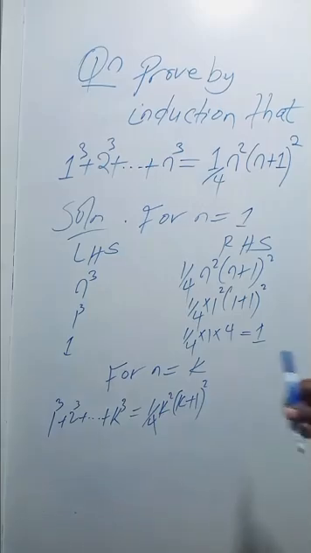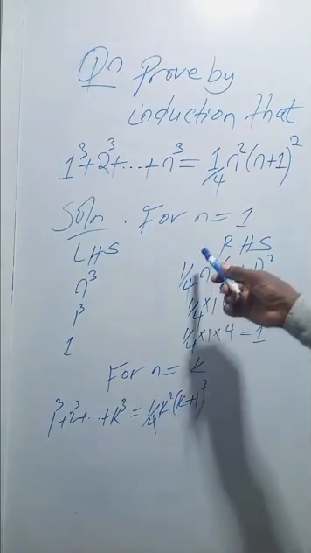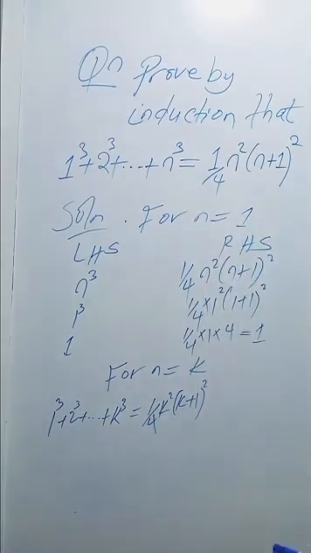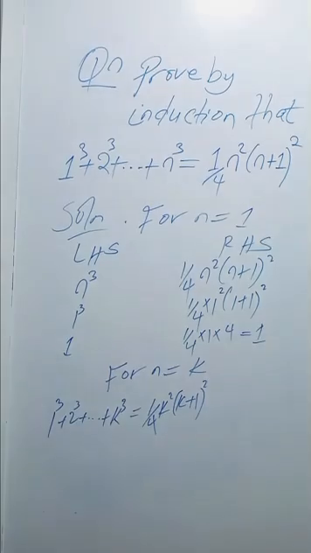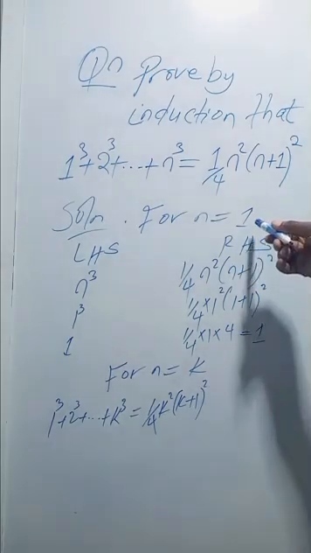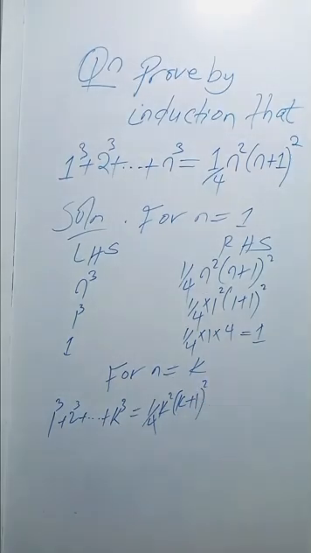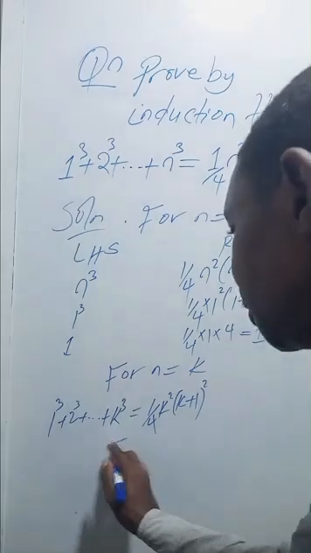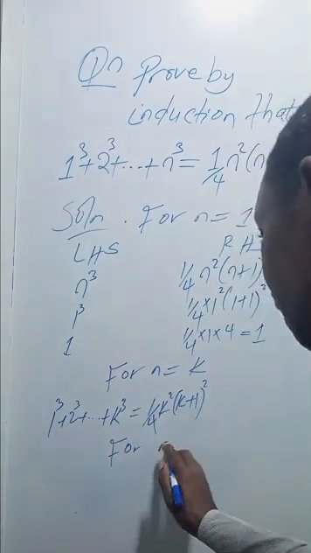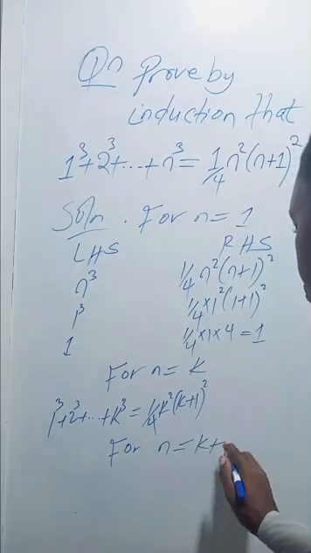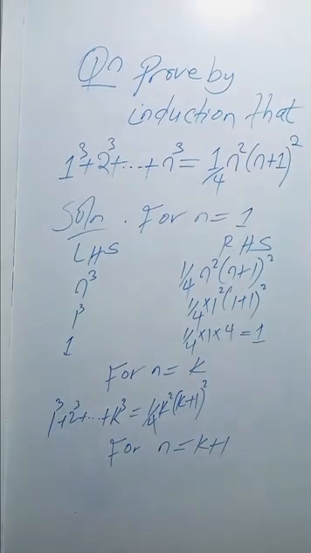So remember, we had already proved that the statement is valid for n equals 1. 1 is constant and k is constant as well. So if it was valid for constant 1, it is also valid for constant k. So we don't need to carry any further calculation from here. So after this step, what is the next one now? The next one is for n equals k plus 1.